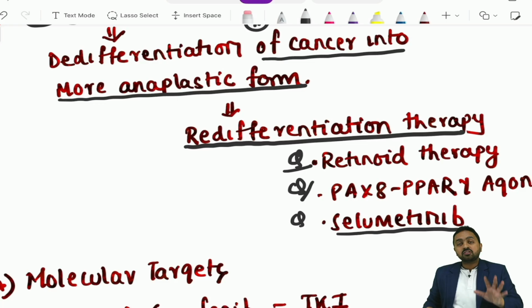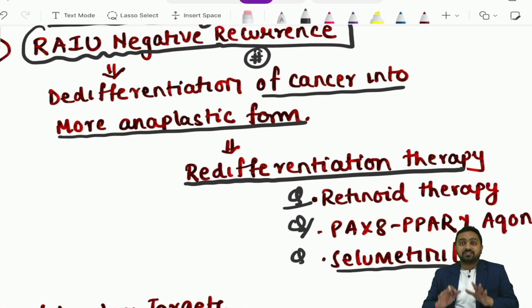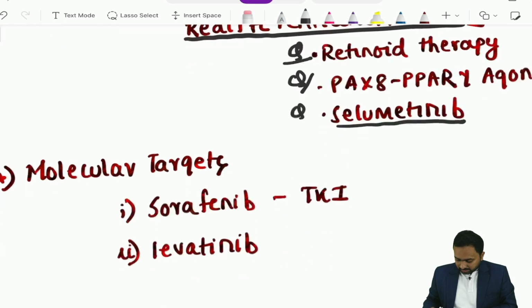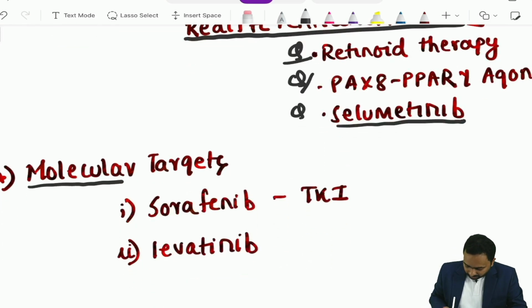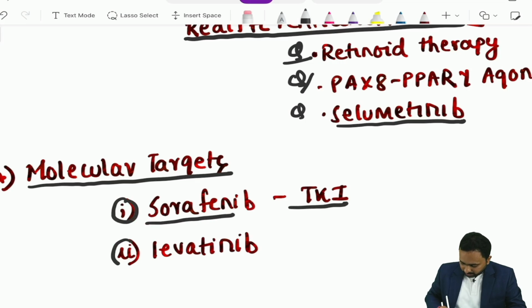Right. So, these are a few important points with respect to the management of differentiated thyroid carcinoma, and the last point that we shall discuss is regarding molecular targets. So, remember the names of sorafenib, which is a tyrosine kinase inhibitor, and lenvatinib, which have been used in differentiated thyroid carcinomas.